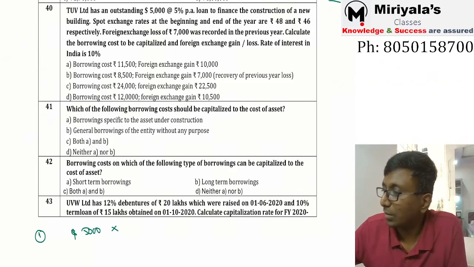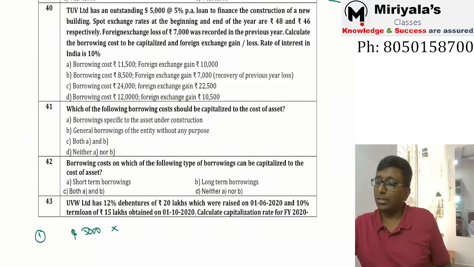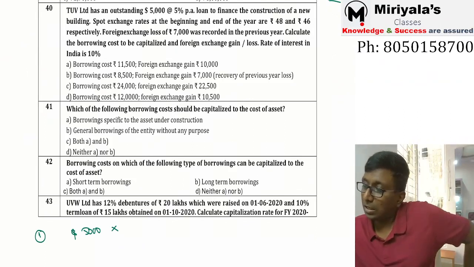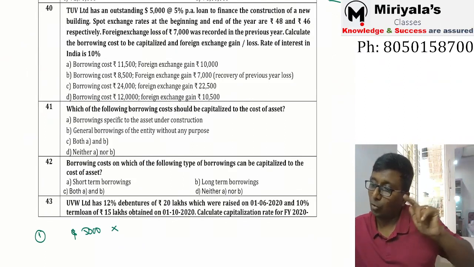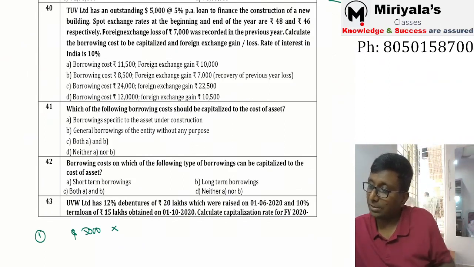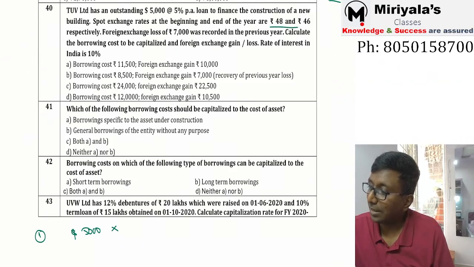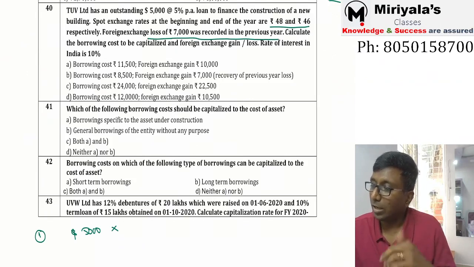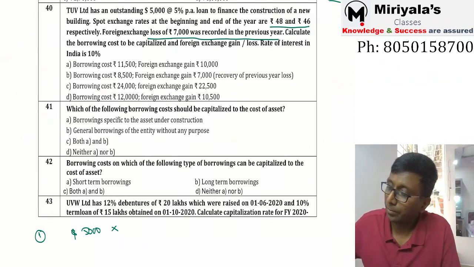The beginning and end of the year he gave. But the problem is, when you have borrowed, what was the rate at that time? We don't know. Okay, right. What are the spot rates at the beginning and end of the current year he gave? Foreign exchange loss, this was in the previous year. This is the number he gave, so I can't go back. Right, not a problem. So now what are we supposed to do?